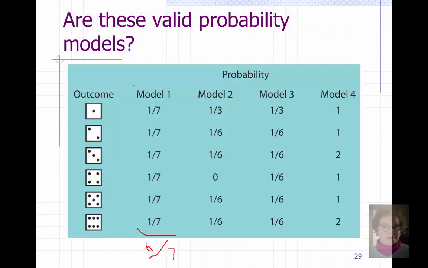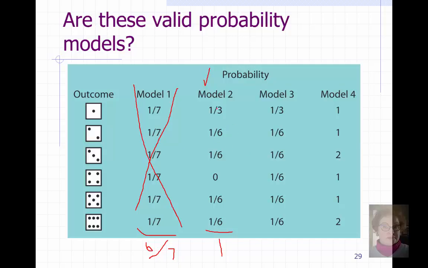It doesn't add up to 1. So this is an incoherent model. Now let's look at model number 2. Remember that 1/3 is 2/6. So we have 2/6, 3/6, 4/6. Oops, a 4 is not going to happen. 5/6, 6/6. Well, guess what? That adds up to 1. So this is a coherent model.